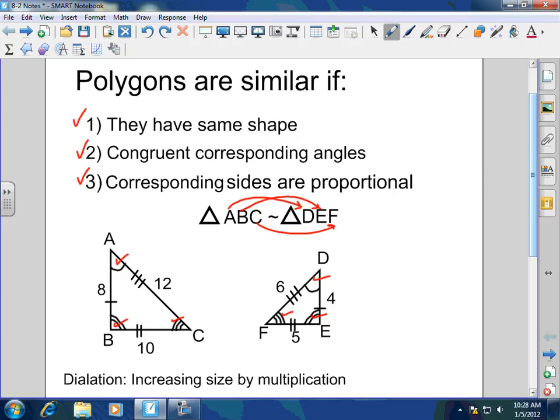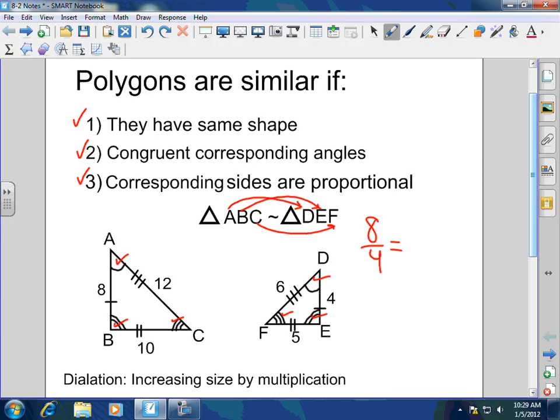Now, let's look at the ratio of the sides here, okay? AB corresponds to DE, right? So 8 to 4 is the correspondence ratio. AB is 8, which corresponds to DE, which is 4. You with me, guys? So, if A corresponds to D, and that's the ratio, all of the other corresponding sides better have the same ratio.